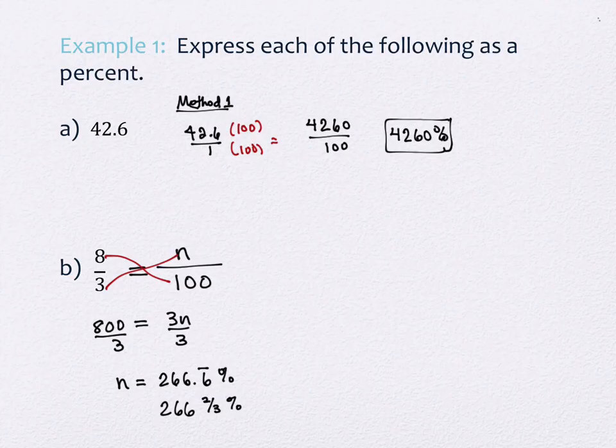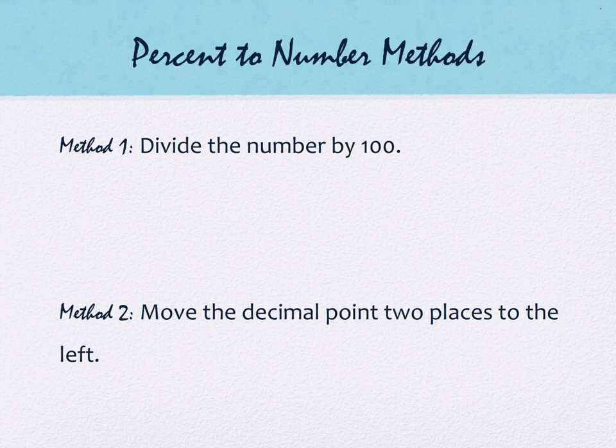Okay, so this is just sort of the nuts and bolts of moving numbers into percentages, okay? We're going to go the other direction now, okay? So now what we're going to do is take a percent and turn it back into some other number, okay? Into a number. So the first method is to divide the number by 100.